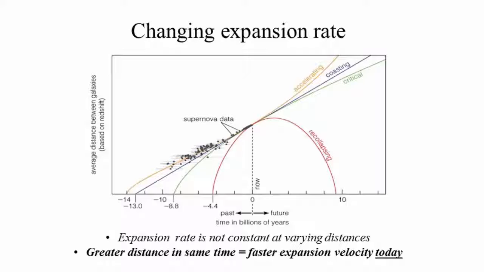Now look closely at the various dots. These represent the actual measurements. I think it's clear that you can see the measurements follow the yellow line best. The expansion rate is not constant, is it? But greater distance in the same amount of time means we have a faster expansion rate today. So by now the actual expansion rate has been measured carefully and confirmed many times, and this is a reality of our universe, that its expansion is accelerating.